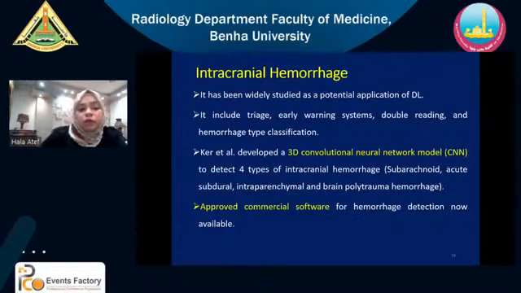In intracranial hemorrhage, it has been widely studied as a potential application for deep learning. It includes triage, early warning systems, double reading, and hemorrhage type classification. Kerr et al. developed a 3D convolutional neural network model to detect 4 types of intracranial hemorrhage, such as subarachnoid, acute intracranial hemorrhage, intraparenchymal, and brain polytrauma hemorrhage. Approved commercial software for hemorrhage detection is now available.